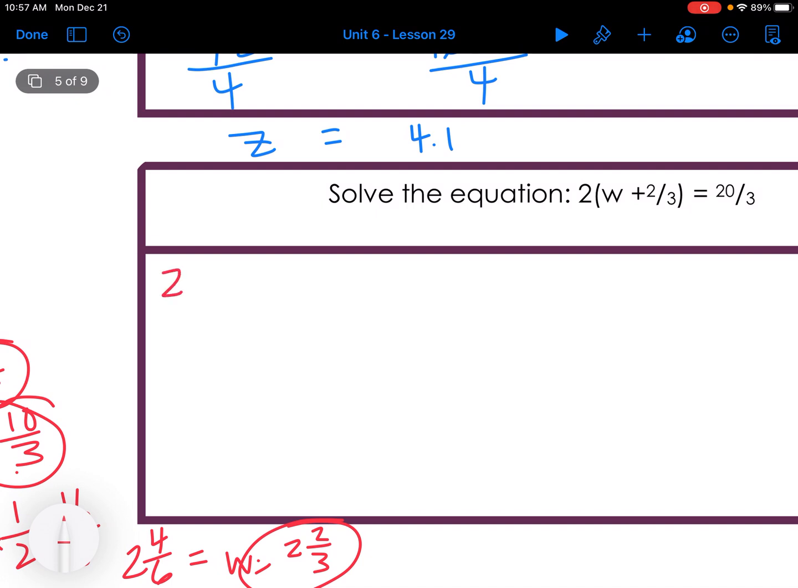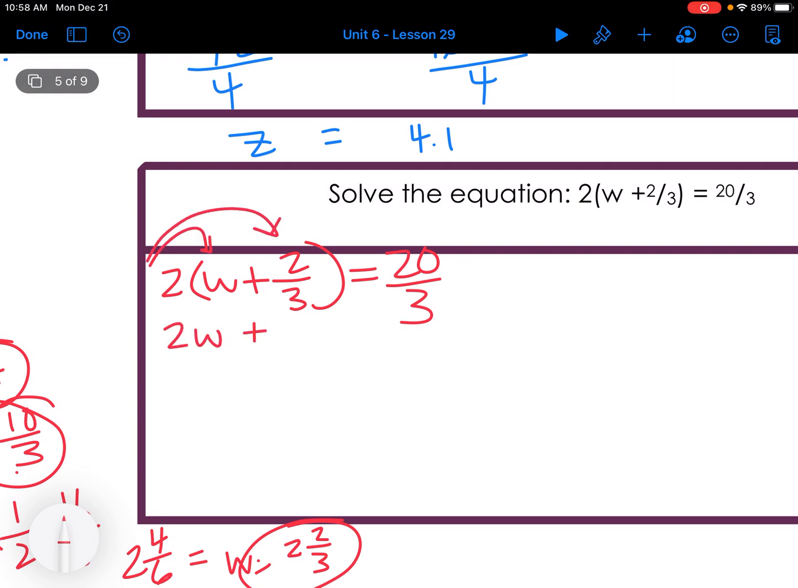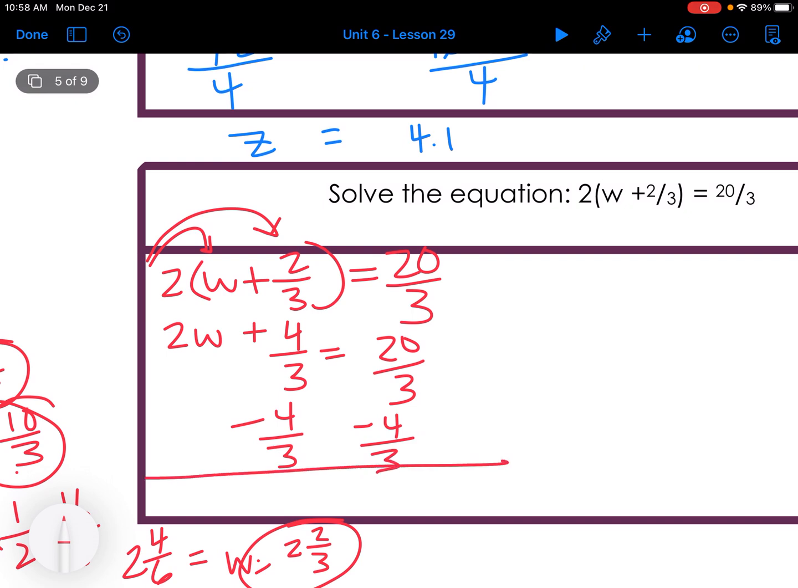So 2 parentheses, W plus 2/3 equals 20/3. So I'm going to start by using the distributive property, and I get 2W plus 2 times 2/3 is going to be 4/3 equals 20/3. So now I'm going to zero out. I'm going to subtract my 4/3 on each side. I have 2W equals 16/3.